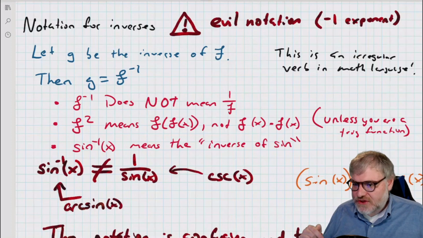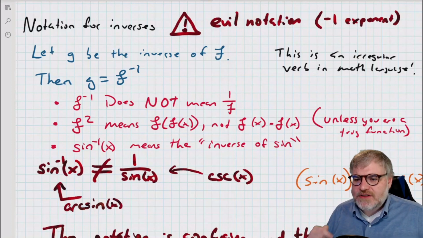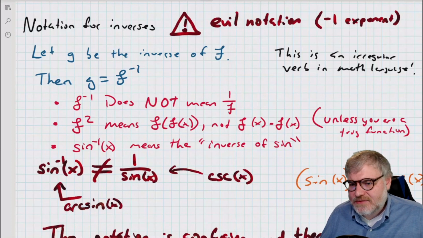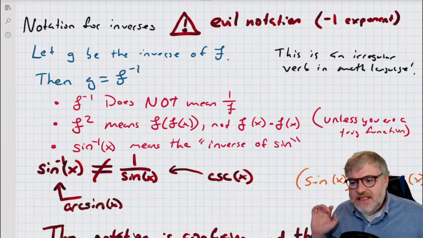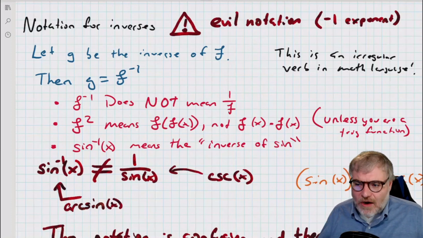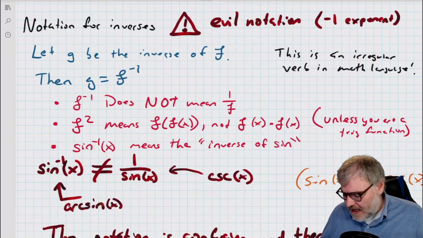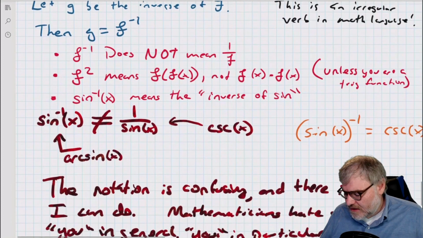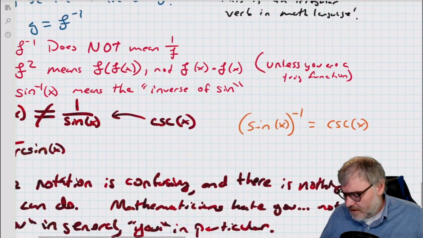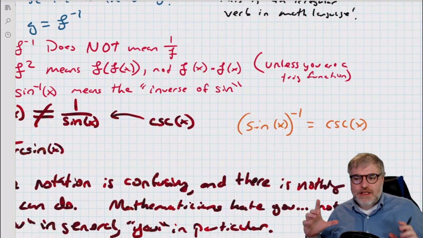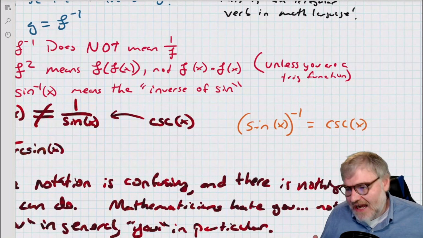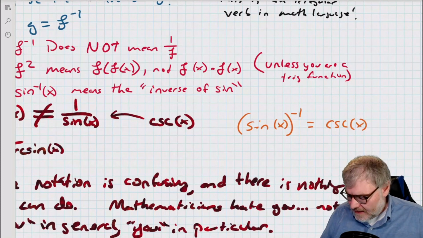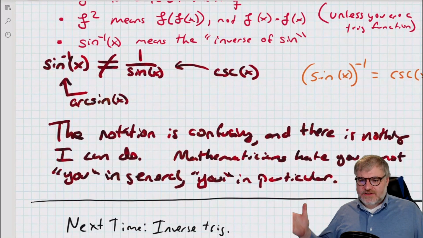1 over sine is cosecant. Okay, sine negative 1 is arcsine, and I will try to use this arcsine notation instead of sine negative 1, but your book uses sine negative 1, so watch out. Sine negative 1 does not mean 1 over sine. It means the arcsine. 1 over sine, the special notation for that is cosecant. Okay, so sine of x, the whole thing to the negative 1, means 1 over that. That's cosecant. But the sine negative 1 stuff means arcsine. This notation is confusing. There's nothing I can do.